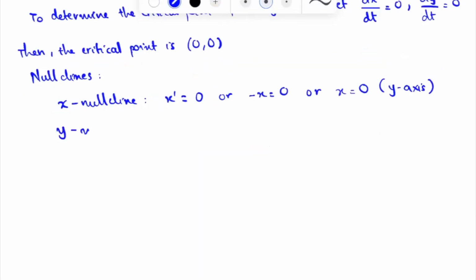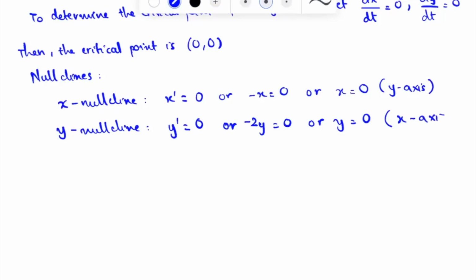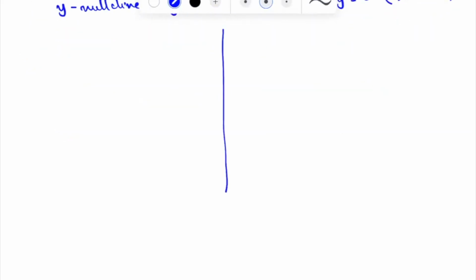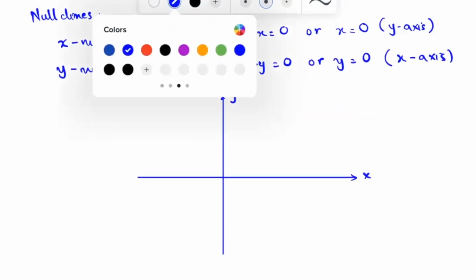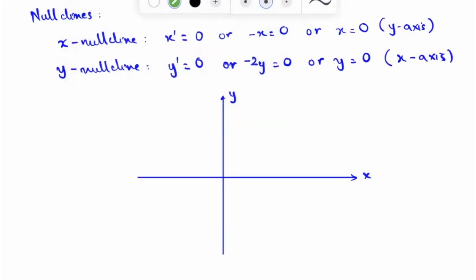And the second nullcline is the y nullcline. y prime equals 0, or negative 2y equals 0, or y is equal to 0. So this is the x-axis. So now you have enough information to do the phase plane analysis and draw out some directional field of the system. So this is x, this is y, and x is the y nullcline, and y is the x nullcline.